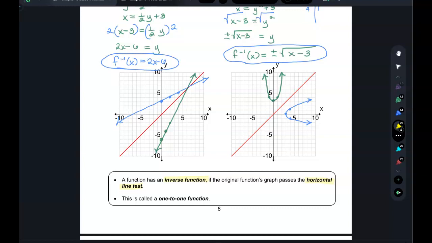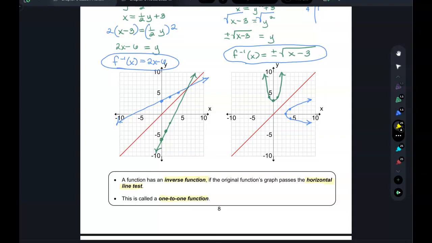This is called a one-to-one, because it had a function as its inverse. You don't really need to know that vocabulary, but we can tell if we check the original. So imagine we didn't know what this was. If we check a horizontal line test, it fails. So we know this does not have an inverse function.